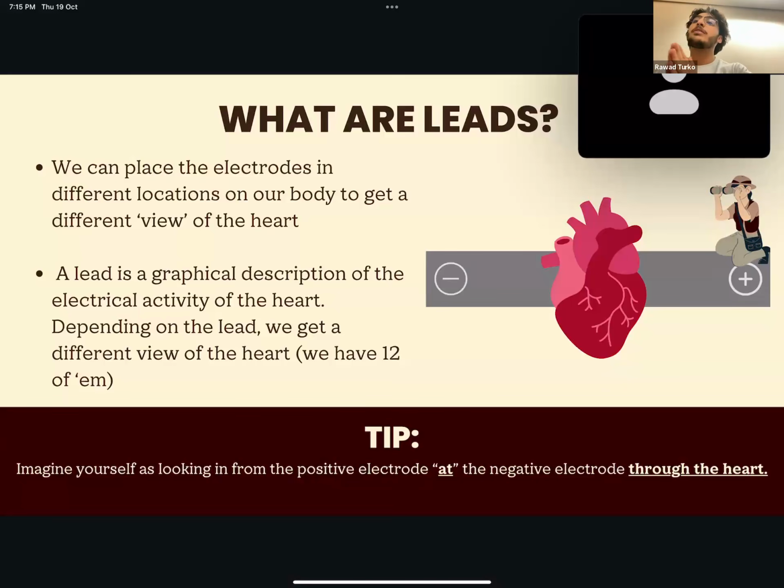A lead is a graphical description of the electrical activity of the heart. Depending on the lead, we get a different view of the heart. We have 12 of these leads. What exactly does that mean?